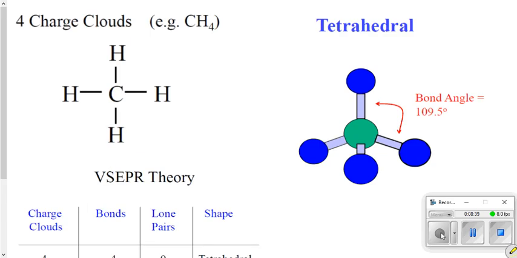Let's look now at what happens if we have 4 charge clouds surrounding a central atom. The simplest, of course, is to always have all 4 charge clouds be bonds. Methane, CH4, is a great example. Following the 5-step method, you would typically draw methane to be a flat kind of almost cross sign molecule. But in reality, in order to get all 4 bonds as far away from each other, they would occupy 3-dimensional space.